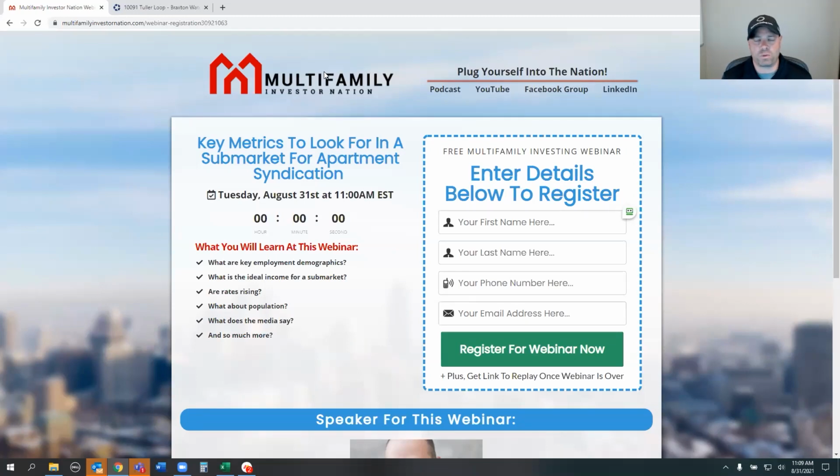So what are some key demographics that we look for in a submarket? Submarket being where we're going to buy properties, whether that's the city or the submarket within the city. So the key ones obviously are, you can see them listed here. What's the ideal income for the submarket? We're going to go over that and how I can figure that out. Are there rising rental rates in that submarket? What about population? Is that growing? What does the media say? Does it have negative press? Does it have positive press? Are you familiar with the submarket? So all of those are some things that we're going to go over today.